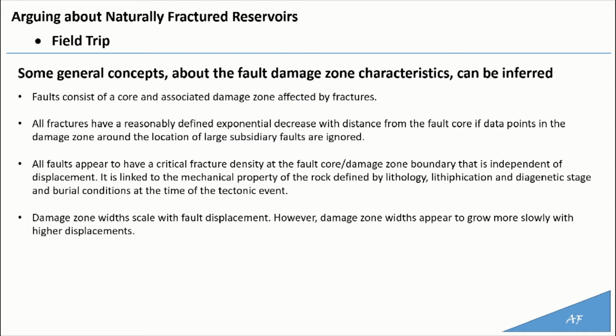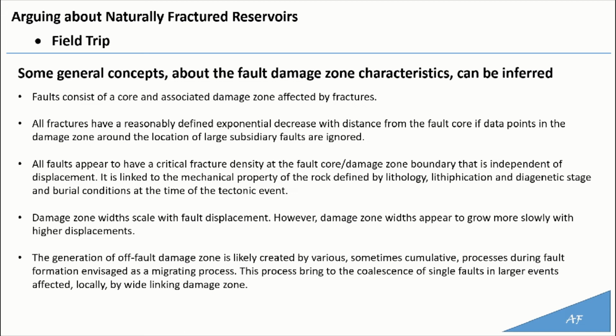Damage zone width scales with fault displacement. However, damage zone width appears to grow more slowly with higher displacement. The generation of off-fault damage zone is likely created by various, sometimes cumulative processes during fault formation, envisaged as a migrating process. This process brings to the coalescence of single faults in a larger fault affected locally by wide linking damage zone.